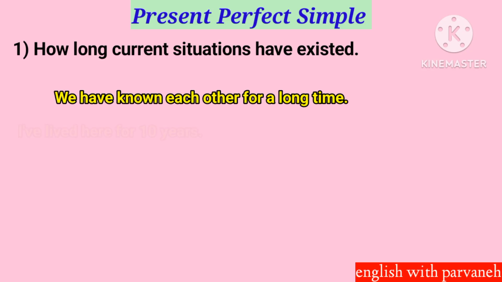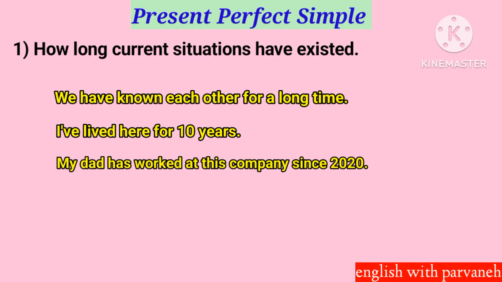The next example, I have lived here for 10 years. It means I started living here 10 years ago and I still live here now. So how long did the situation exist? For 10 years. Next, my dad has worked at this company since 2020. It means my dad started in 2020 and he still works there. So how long?